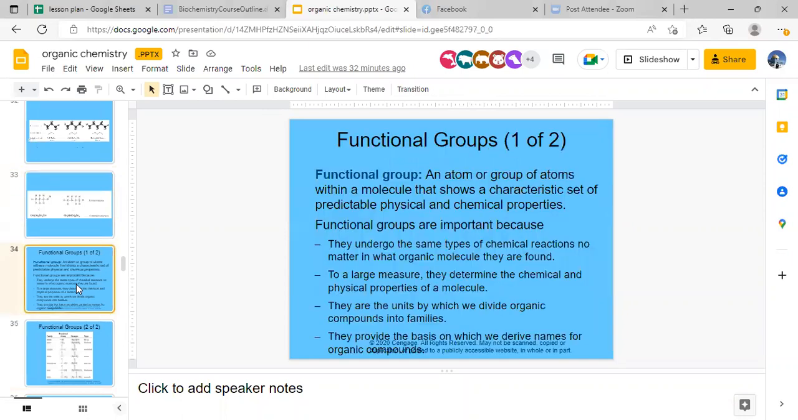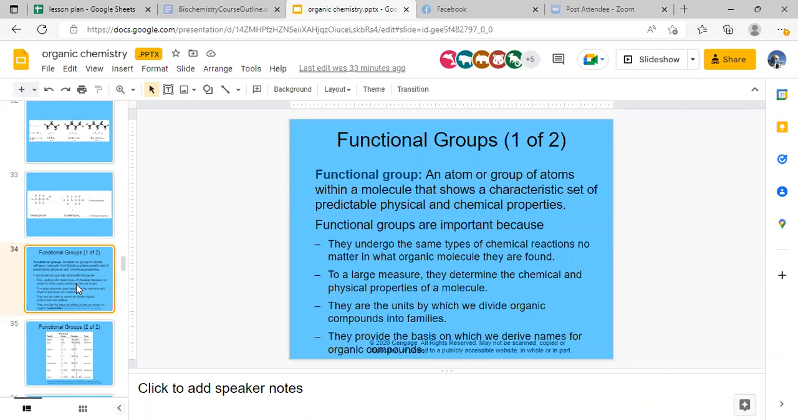Okay, so ito, dagdagan natin yung complication, no? So, meron tayong tinatawag na mga functional groups. Ito yung mga common groups that you can see in biomolecules and in organic compounds. So a functional group is an atom or a group of atoms within a molecule that shows a characteristic set of predictable physical and chemical properties. So functional groups are important because they undergo the same types of chemical reactions no matter in what organic molecule they are found.